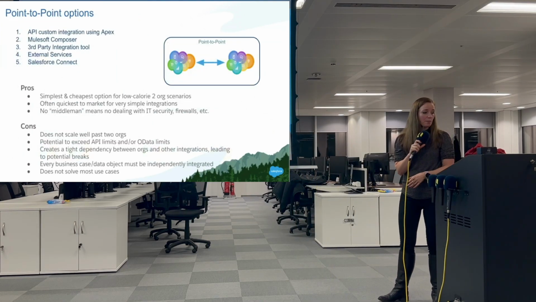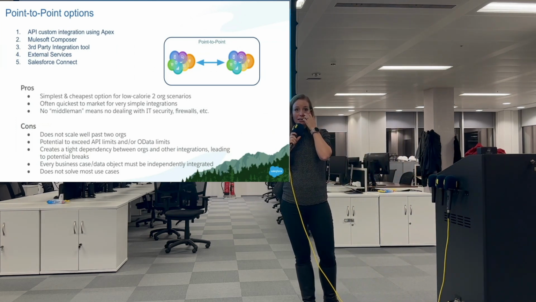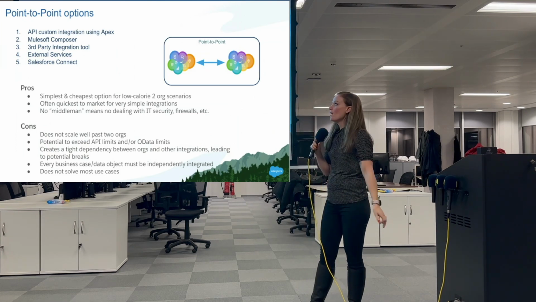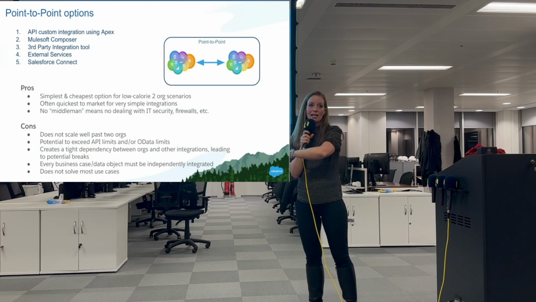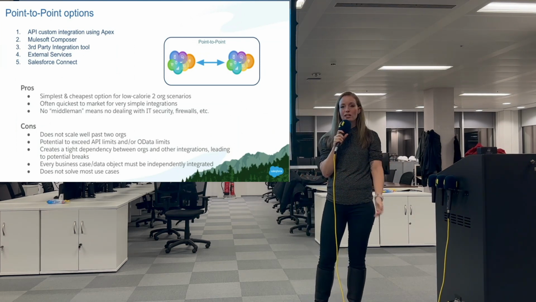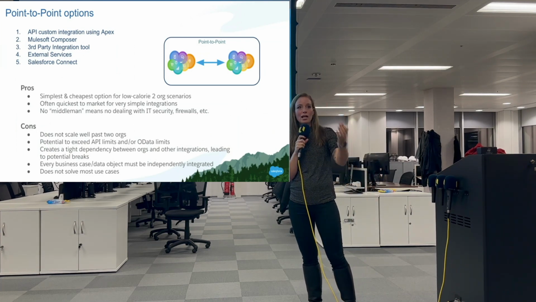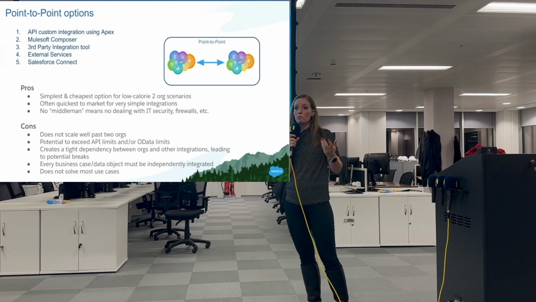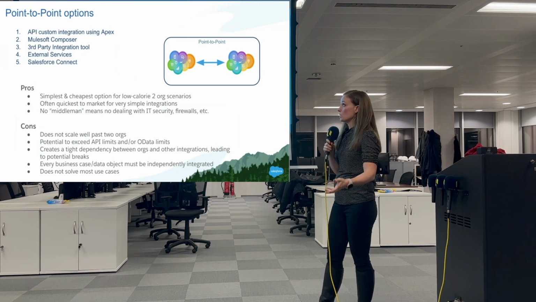So if we look at point-to-point integration, there are still a lot of different ways we can do that. I guess that most of you are developers, so what you're familiar with is probably writing a piece of Apex that does an API call. So whenever a lead gets created, we have a trigger that makes an HTTP post out to my second org and recreates that lead in the other org, which is a great way of doing it, but it requires code that needs to be maintained.